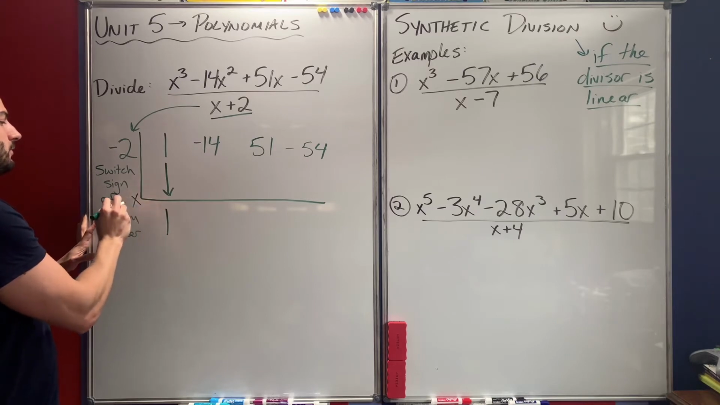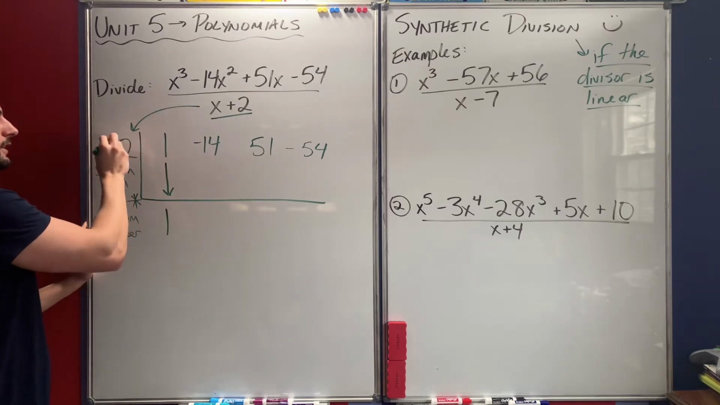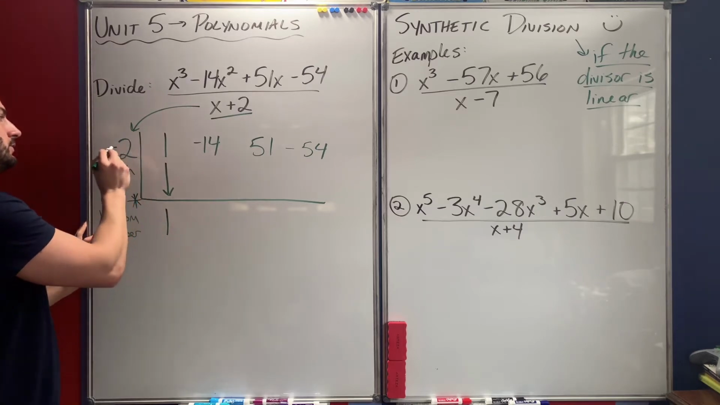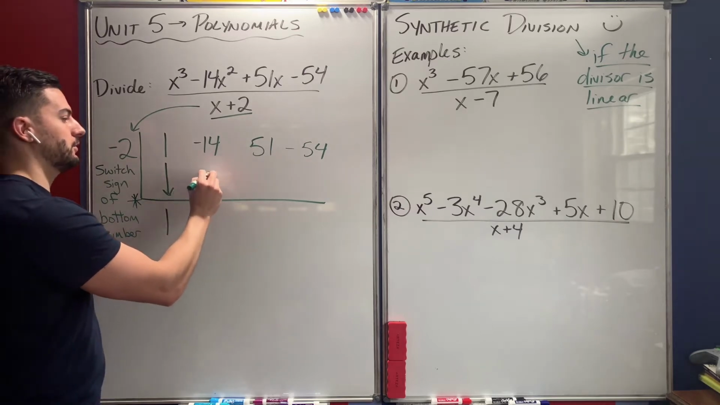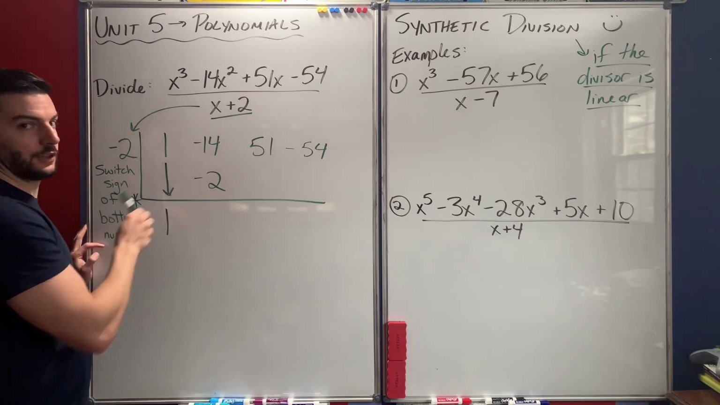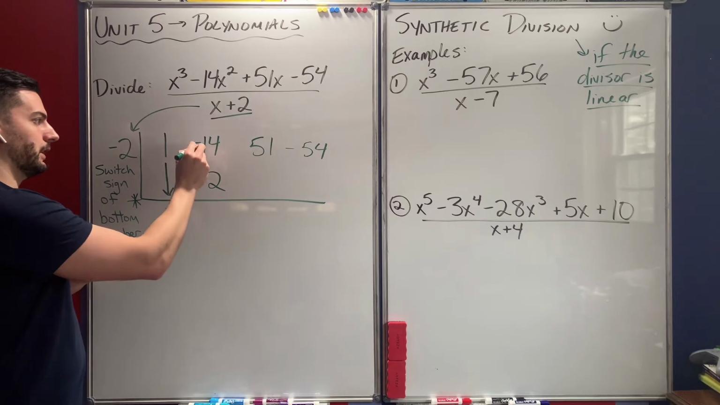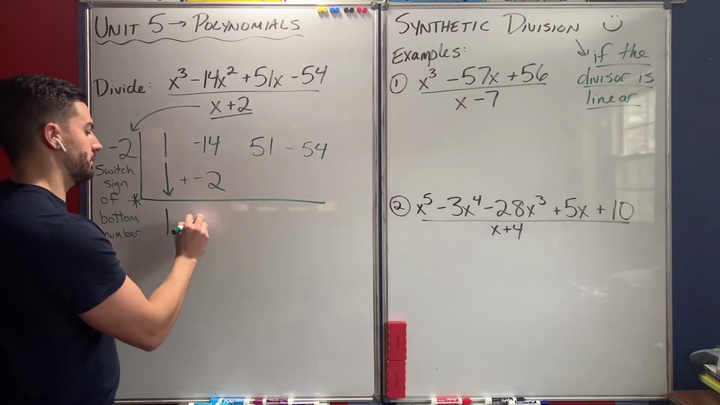And you could write a little multiplication sign here, because what's going to happen is it's going to be this outside number times this 1. So negative 2 times 1. I would multiply those, and I would get negative 2 as an answer. So negative 2 times 1 is negative 2. That number goes right there. And then with these, I'm going to add. So negative 14 plus negative 2 would be negative 16.